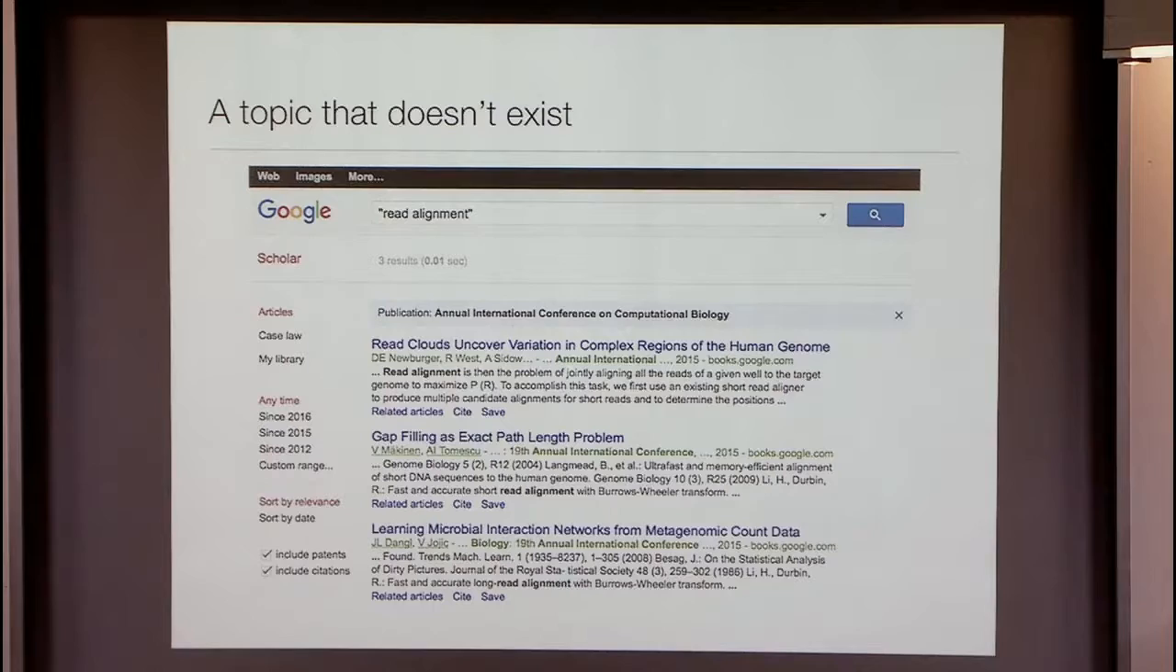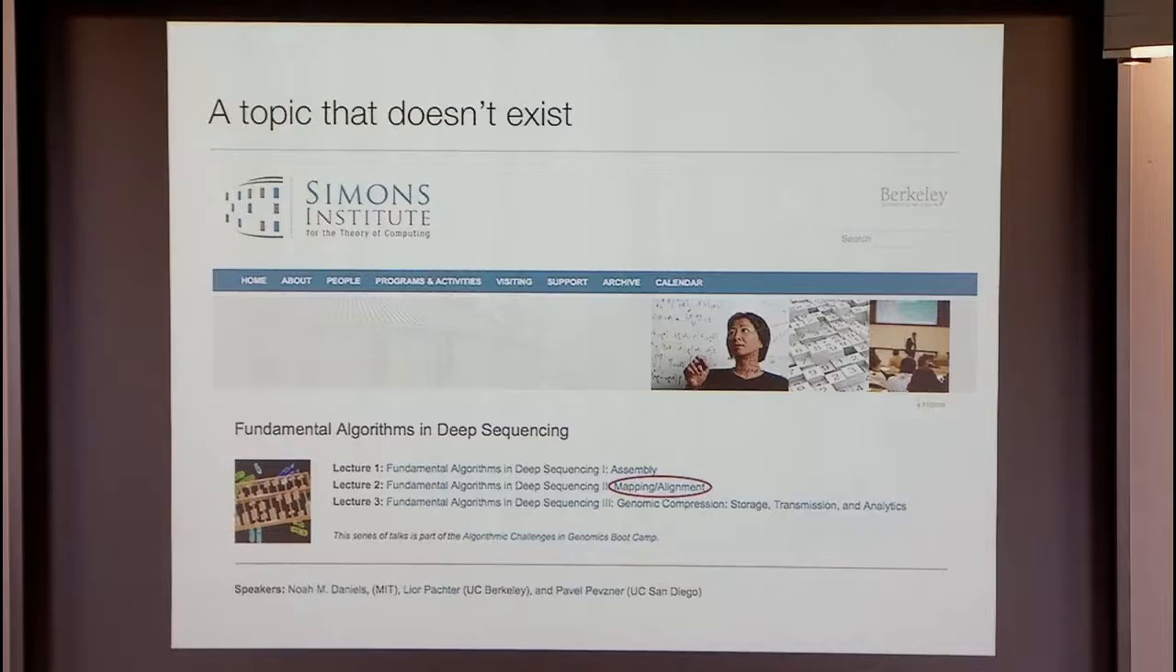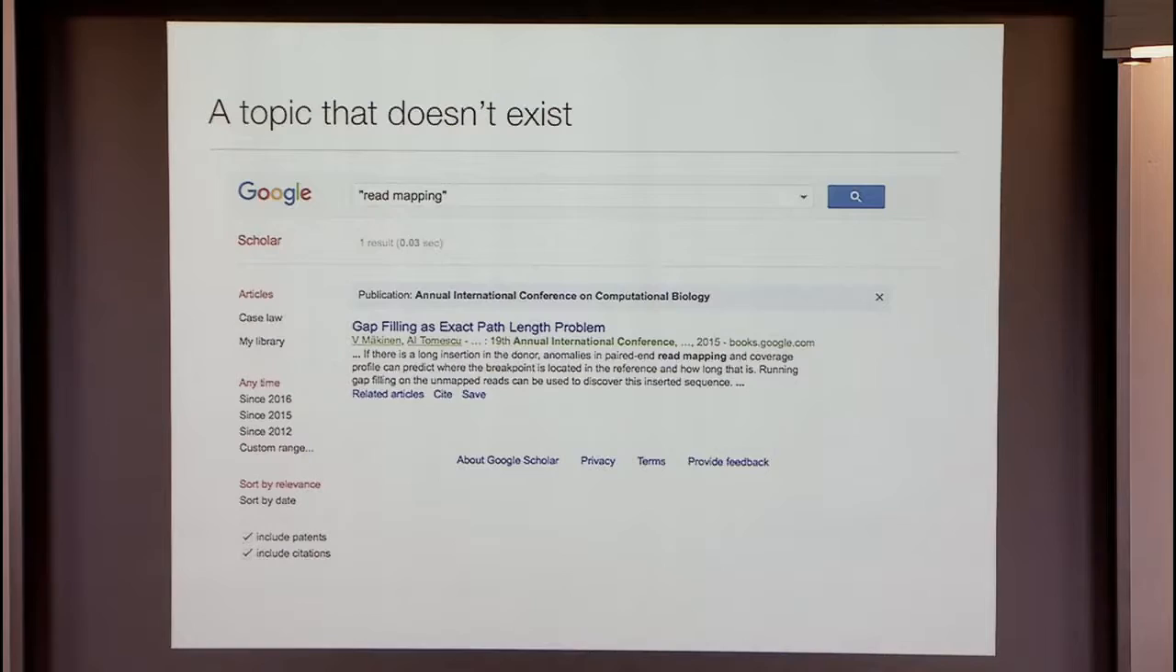So I tried to go back to the actual Simons Institute website to figure out if maybe I got the wrong talk. There's no topic that I'm supposed to talk about, but it said mapping and alignment. So I went back and tried to read mapping, because maybe the read alignment's not there. Well, there's no read mapping either. In entire RECOMB, it has never been mentioned a single time.